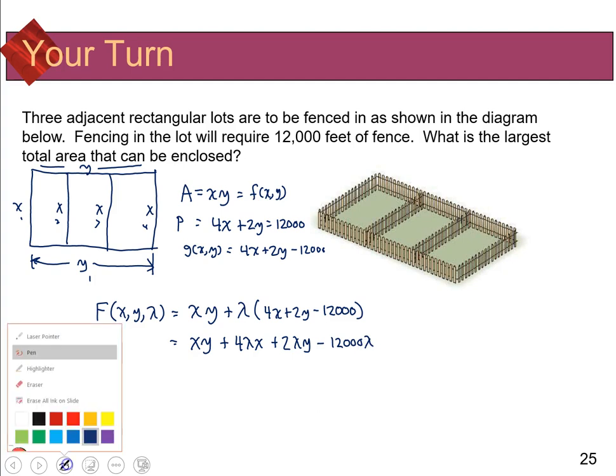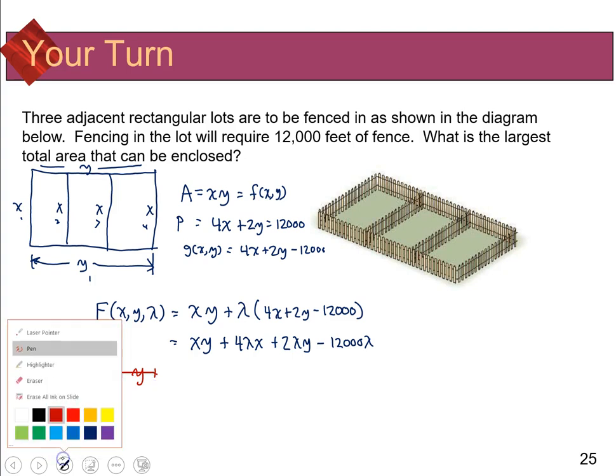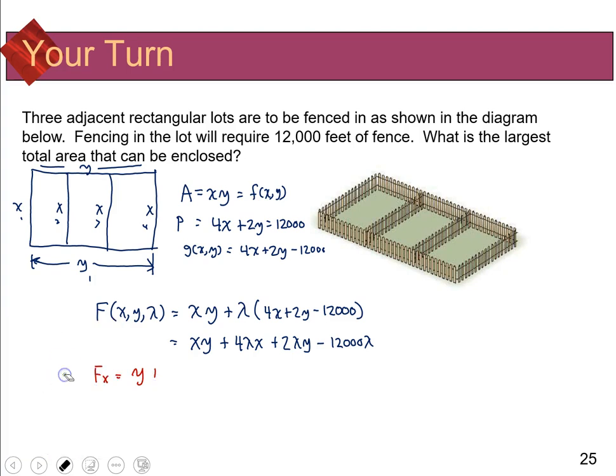So now I'm going to find my partials. I have my partial derivative with respect to x for my Lagrange function. That's going to give me y plus 4 lambda. The 2 lambda y and the minus 12,000 lambda are constants, so they're gone. That'll be set equal to 0 at some point.